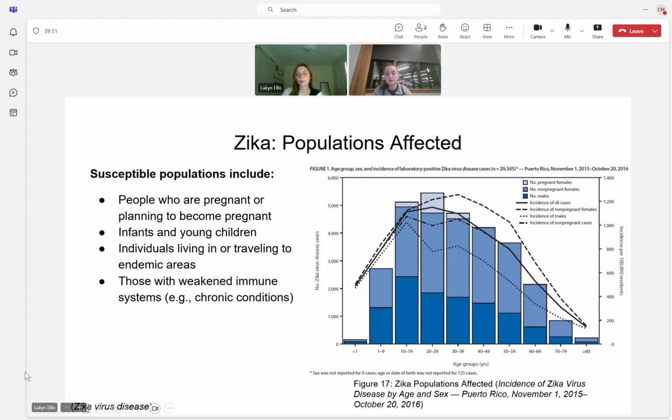So, some of the susceptible populations to the Zika virus include people who are pregnant or planning to become pregnant, as well as people with weakened immune systems. And you can see here that females from ages 20 to 29 were actually the most likely to test positive for the virus, according to a study conducted by the CDC in 2016.